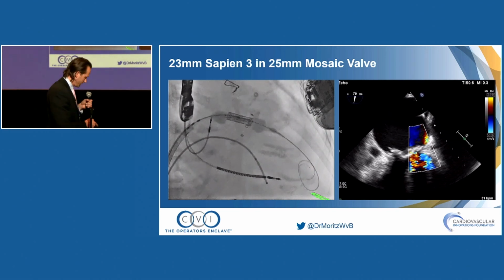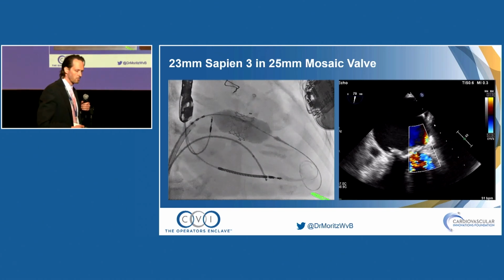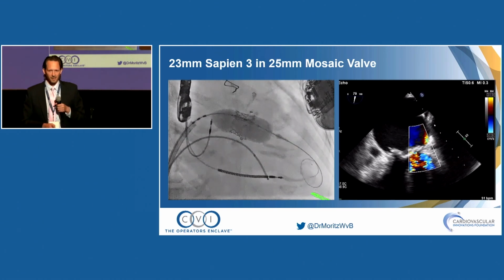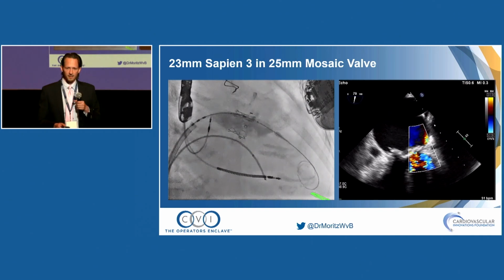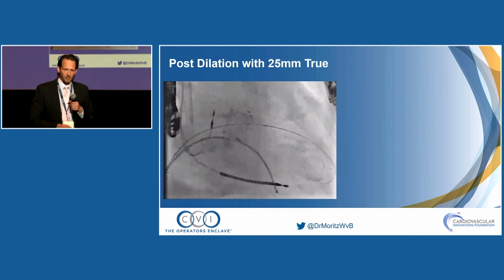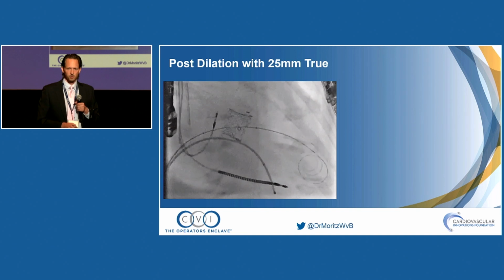But then we did end up with a small PVL. We had started out with a small PVL. We had started out with evidence for hemolysis, so we really didn't want to leave this behind. So we decided to post-balloon this. And the images are a little bit choppy, but we used a 25 True balloon here.